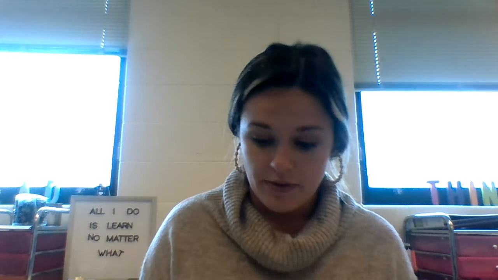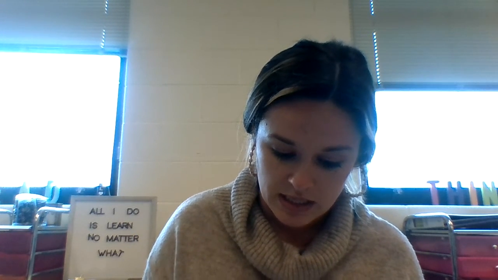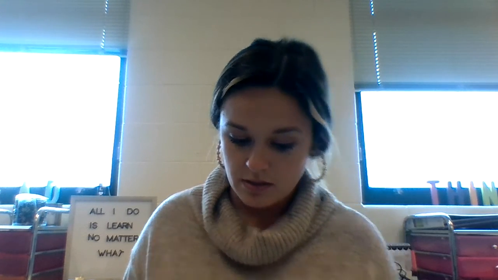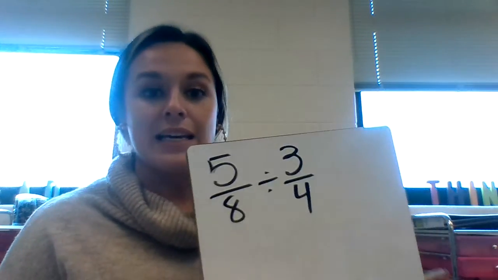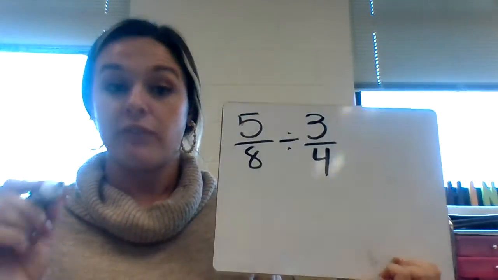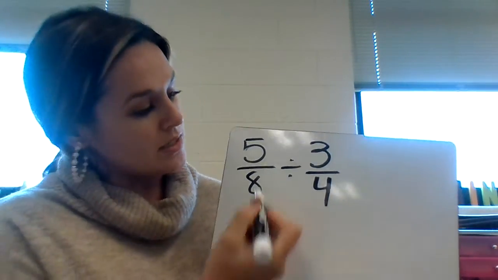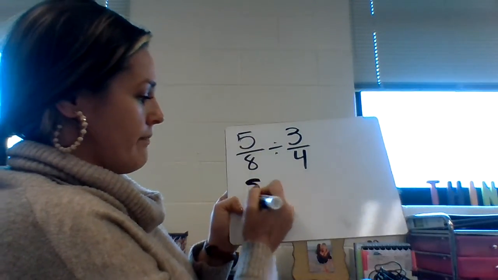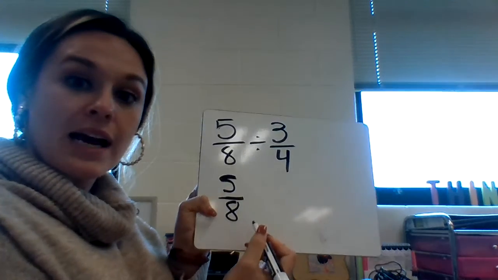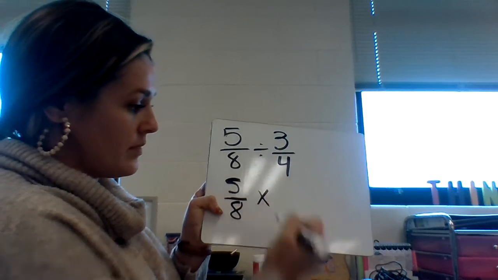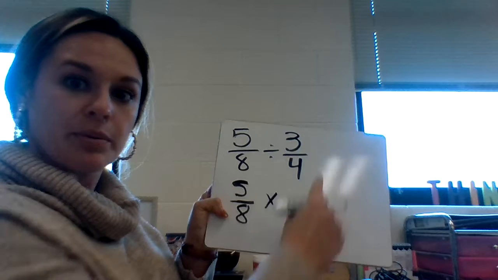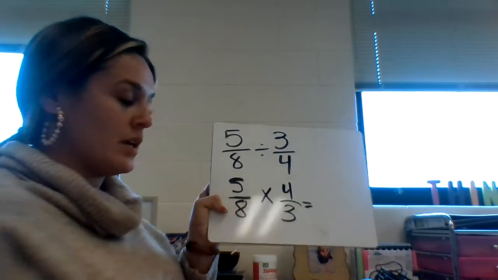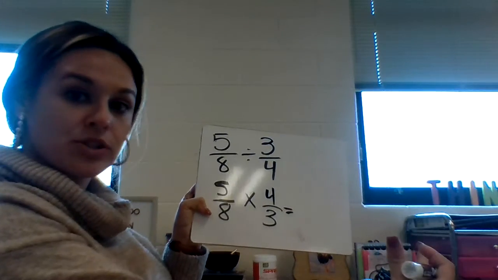It says 5/8 divided by 3/4. So KCF, keep, change, flip. And flip means to reciprocate. So we're going to keep our first fraction. So it's going to be 5/8. Change our sign from division to multiplication. Keep, change, and then we're going to flip. So it's going to be 4/3.